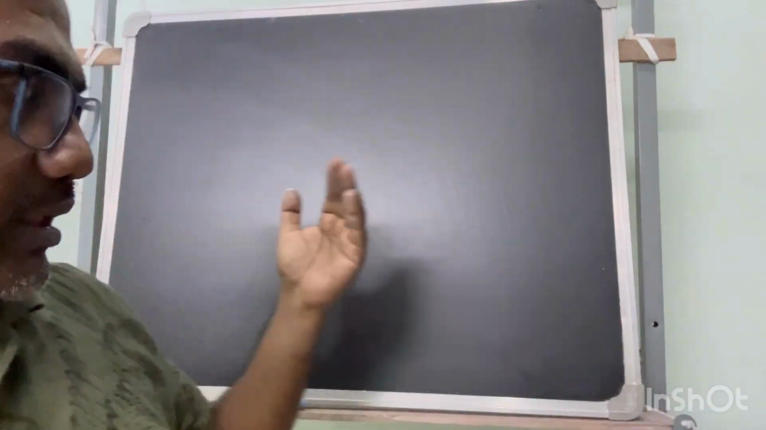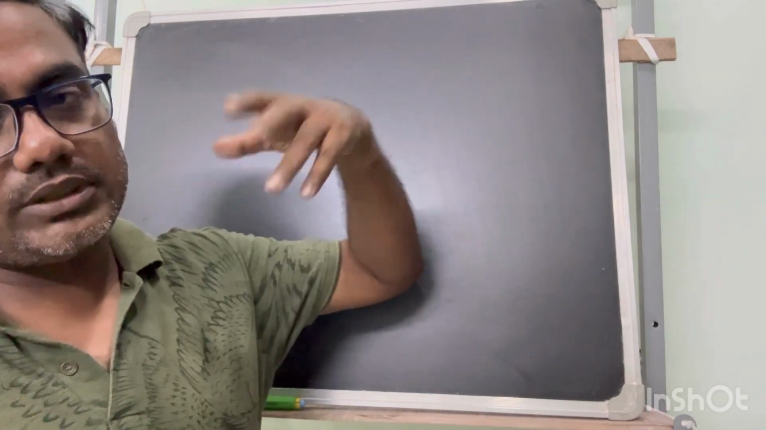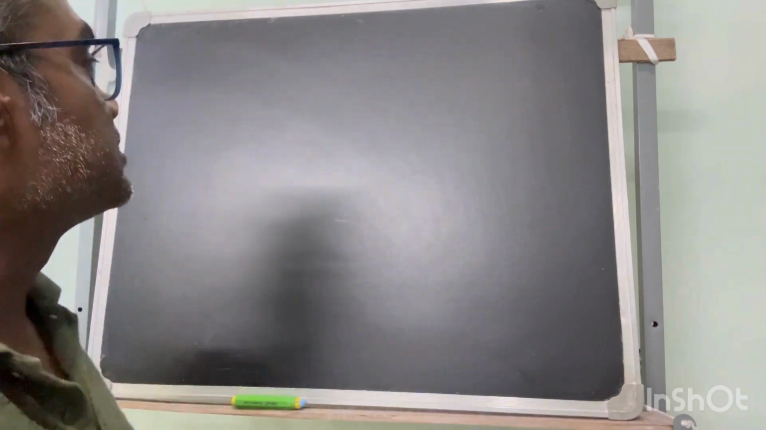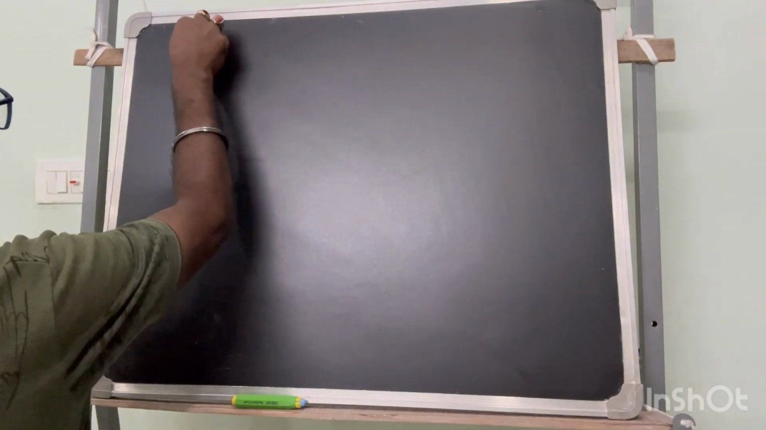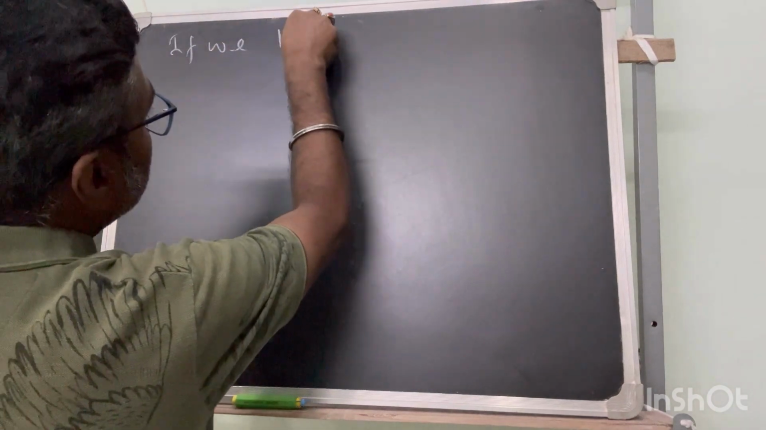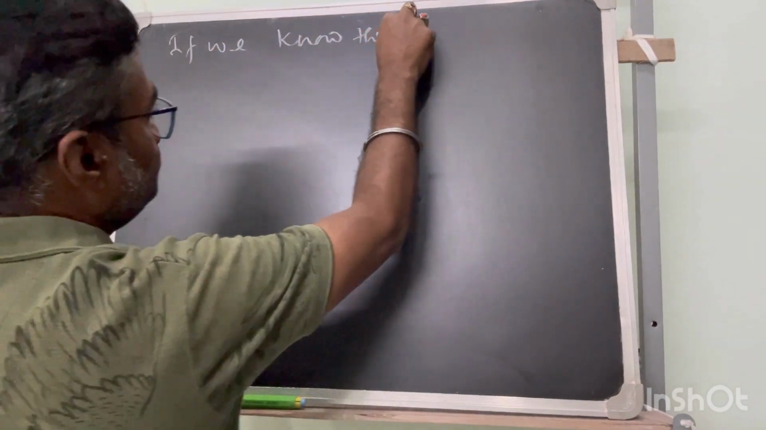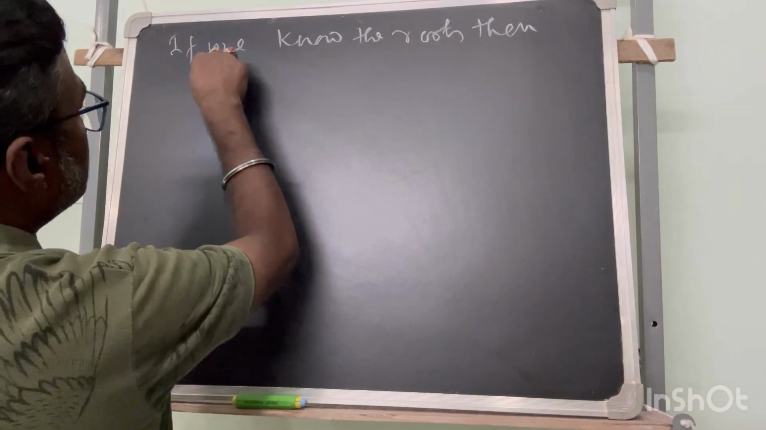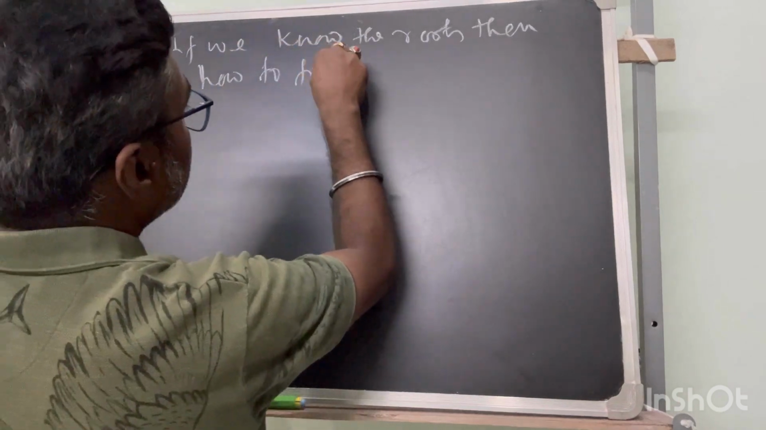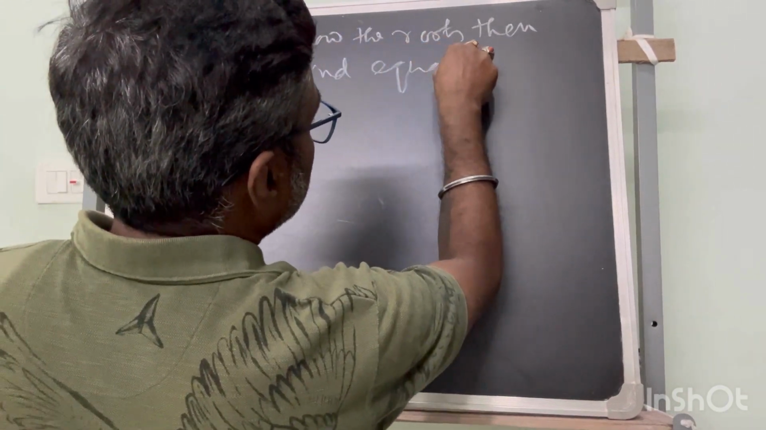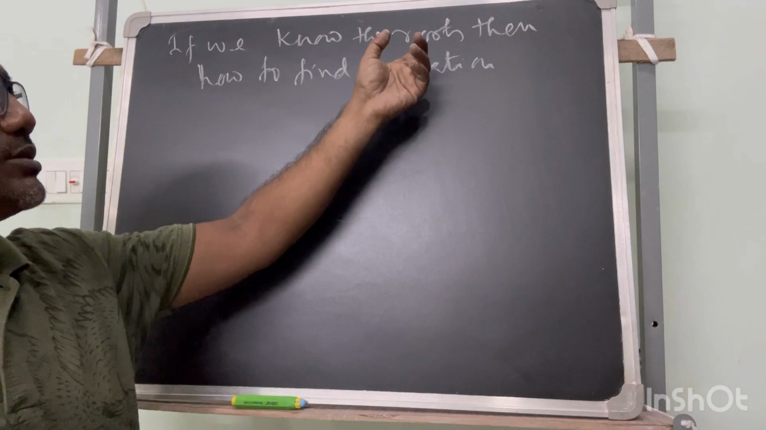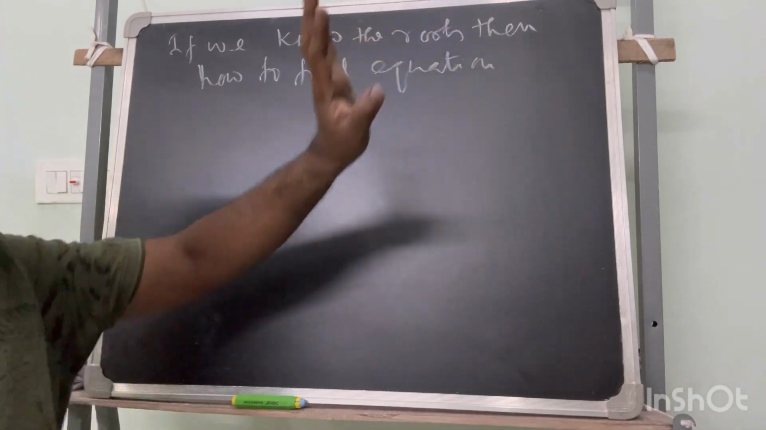the topic that will come right now. Let's say I am calculating the roots when the equation is being given. If it is reversed, that means if we know the roots, then how to find the equation. So this is just the reverse of the earlier one, where I know the equation and I am finding roots. Here I know the roots, I am finding the equation.